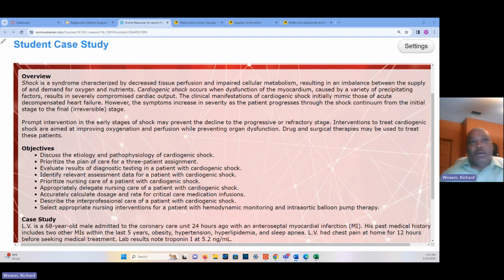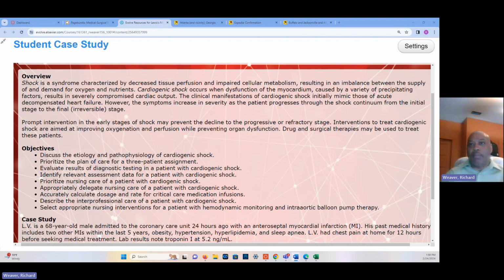All right. Now, the clinical manifestations of cardiogenic shock initially mimic those of someone who is in heart failure. The symptoms are going to be very similar, all right? Because heart failure is a perfusion issue, and so it will look just like heart failure. However, the symptoms increase in severity as the patient progresses through the shock continuum from the initial stage, which we'll talk about, all the way to the final stage, referred to as the irreversible stage. There are 4 distinct phases of shock.